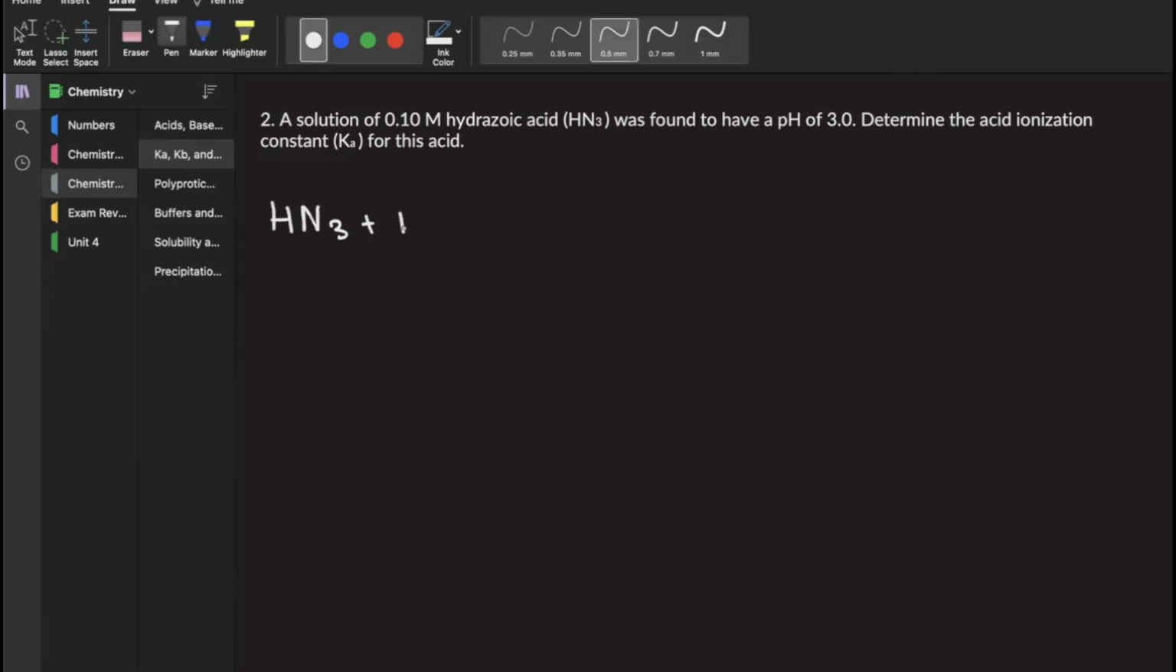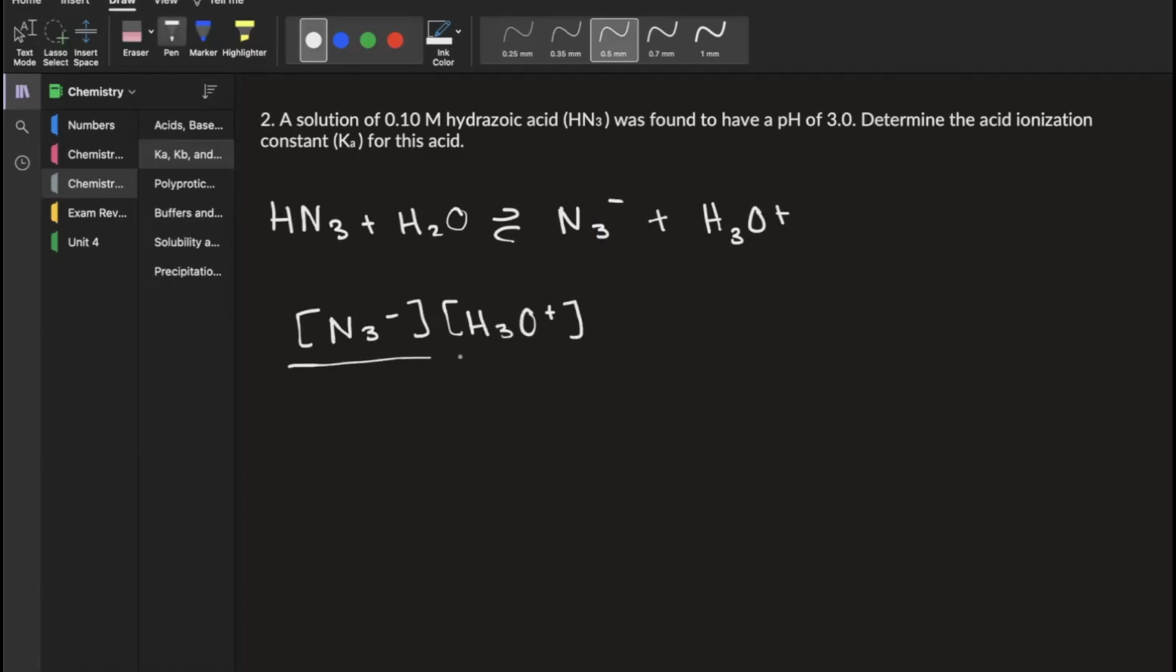HN3 plus H2O gives us, and we know that this is working as an acid because it says Ka, so it's going to lose a proton, leaving us with N3 minus plus H3O plus. Next, we're going to write our expression: N3 minus times H3O plus over HN3.